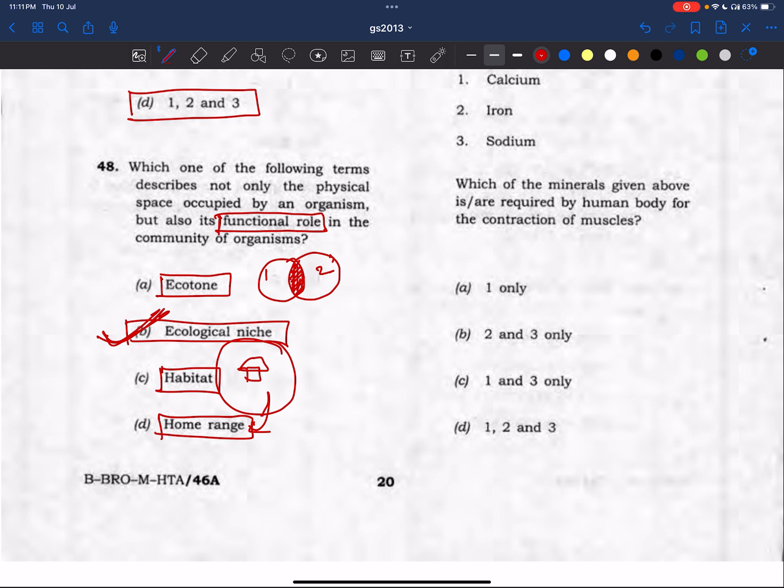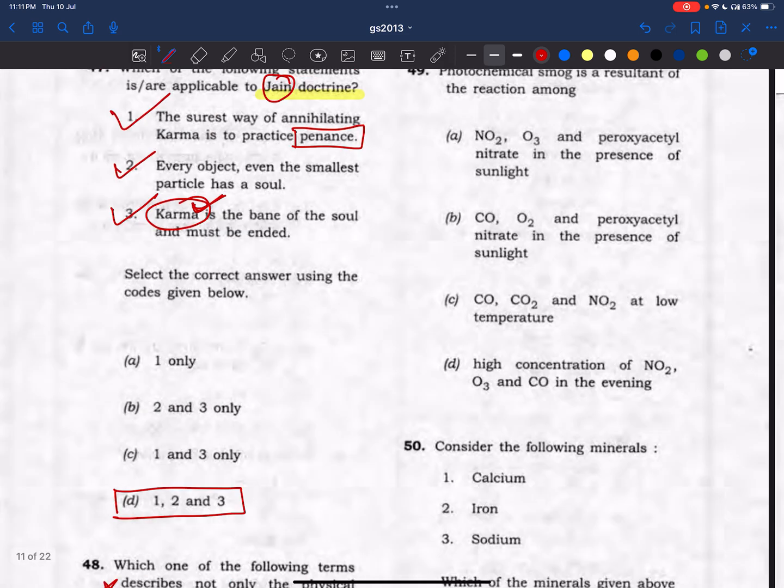Let's revise the basics of environment from whichever book you follow, Shankar IAS or PMF IAS. Let's revise the basics of environment. Even NCERT chapters are also there. The last two chapters, I think. That also we need to study. These are most basic questions. We should not make any mistakes here.